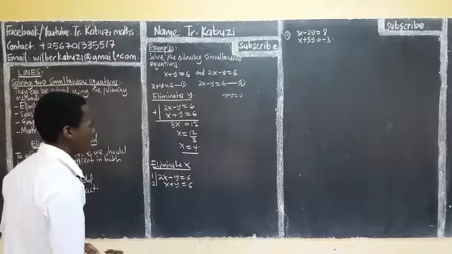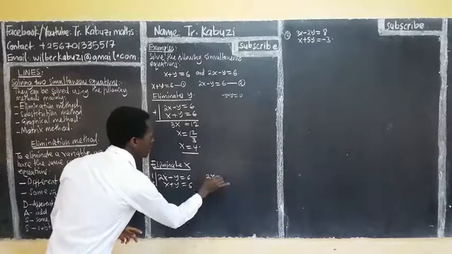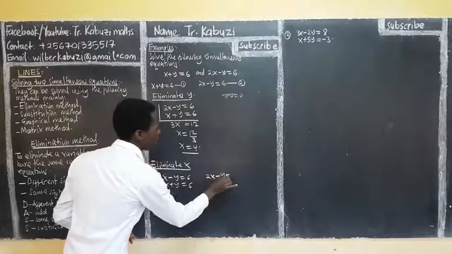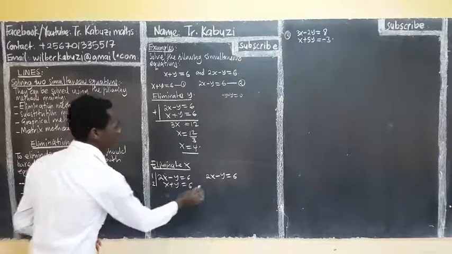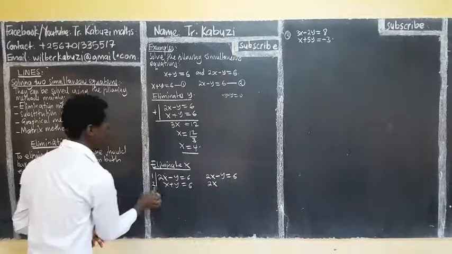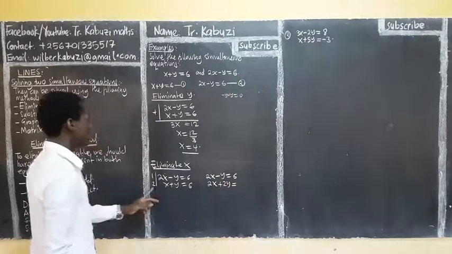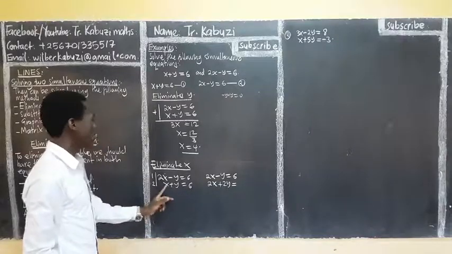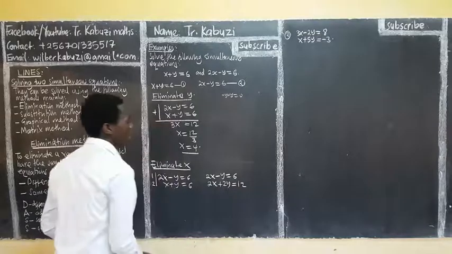Now when you multiply, 1 times this, you get 2x plus negative y equaling 6. Then here, when I multiply by 2, I get 2x. 2 times this, I get plus 2y equaling 2 times 6, which is 12. The 2 is multiplying everything here.